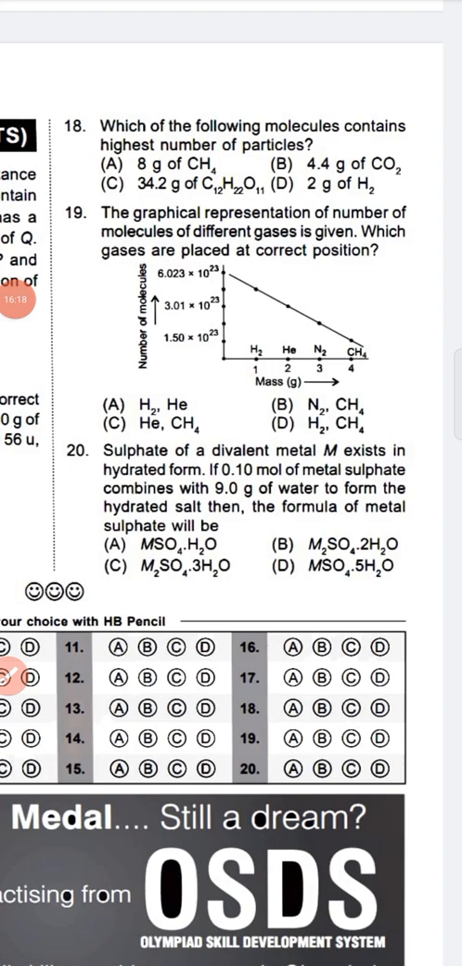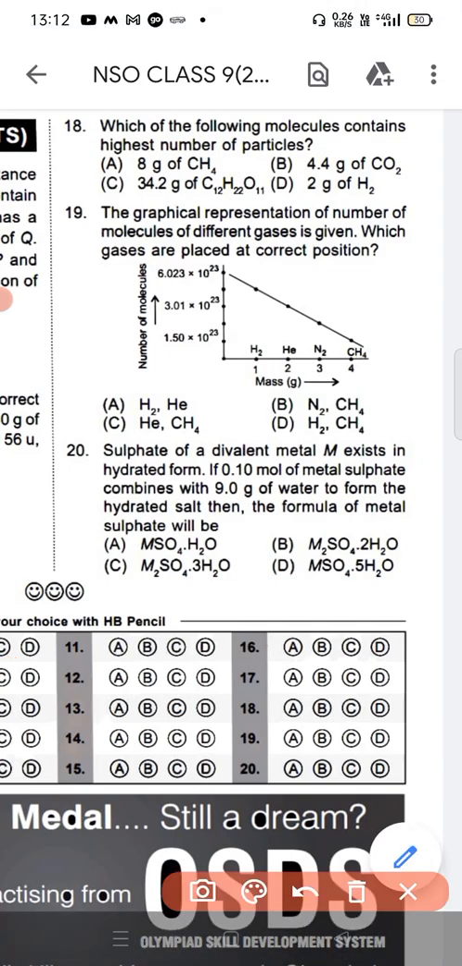Which of the following contains the highest number of particles? 8 gram of CH4, 4.4 gram of CO2, 34.2 gram of C12H22O11, 2 gram of H2. See, in this case you have to find out the number of moles. So number of moles equals given mass by molar mass. That formula you must use and you can easily get it. More the number of moles, more the number of molecules present. So in this case 2 gram of H2 contains the maximum number of moles, so it will contain the maximum number of molecules. So option D is the correct answer.